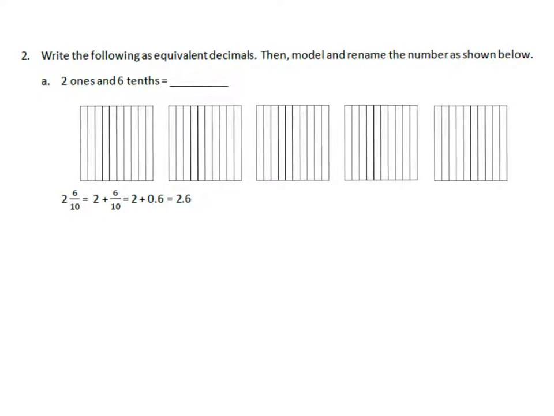Look at number 2. It says write the following as equivalent decimals. Then model and rename the number as shown below. Look at letter A. 2 ones and 6/10 is equal to 2 6/10. Now I'm going to shade in 2 whole pieces. I notice that there are 10 sections in each piece, so I'm going to shade in 6 of the 10 bars in the next model.